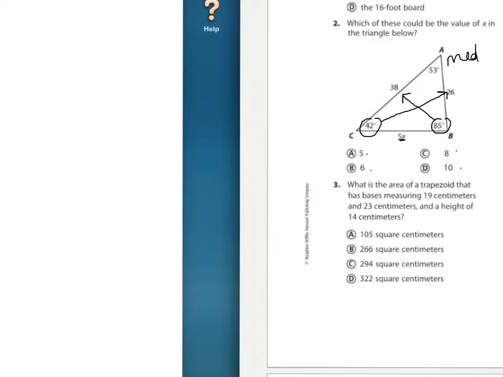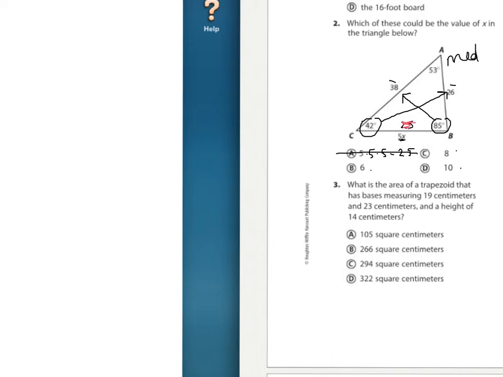So what is 5 times 5? That's 25. If this length was 25, would that be the middle length? Compare it to 38 and compare it to 26. That would not be the middle length. It's the shortest length. So this one won't work. Okay?